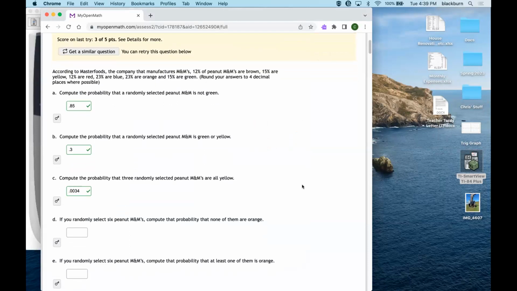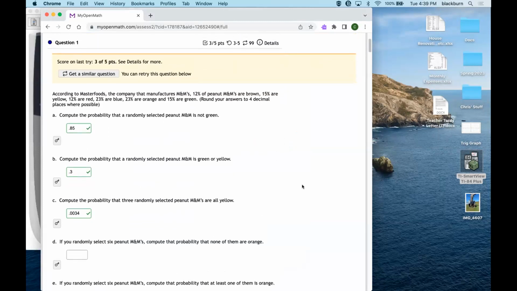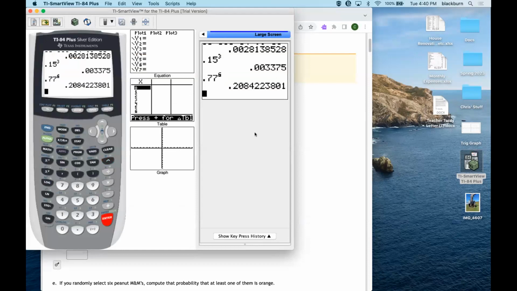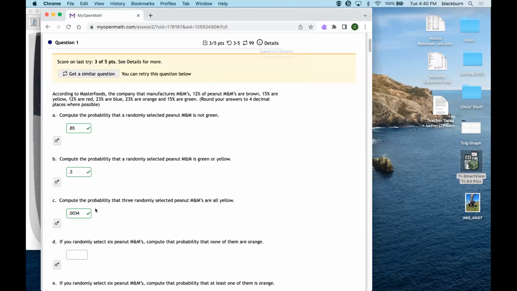If you select 6 peanut M&Ms, compute the probability that none of them are orange. So 23% are orange, which means 77% are not orange. So we just do 0.77 times 0.77 times 0.77, 6 times. So 0.77 to the 6th power. That should be my winner there, 0.2084.